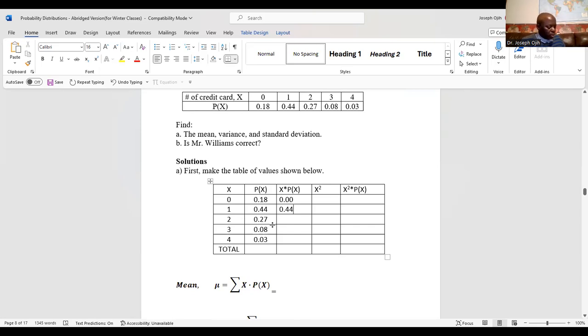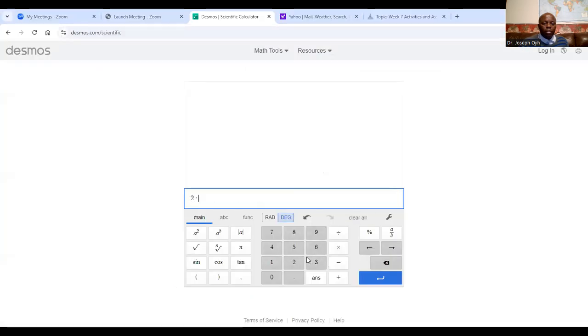Let me get a calculator, as a matter of fact. We got 2 times 0.27, which is 0.54.